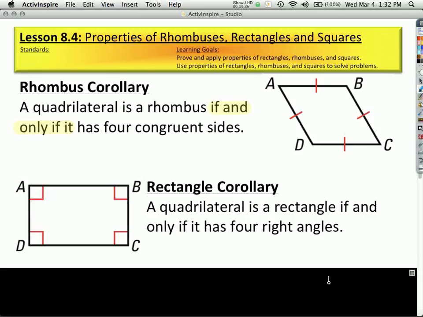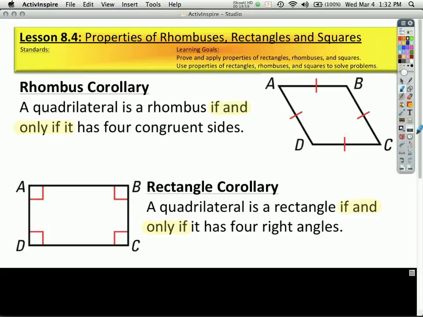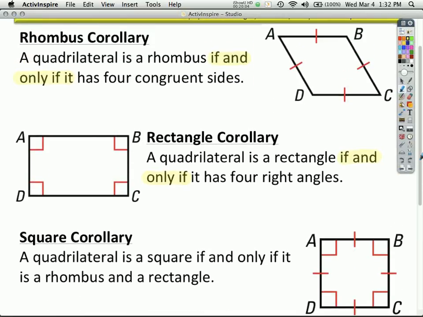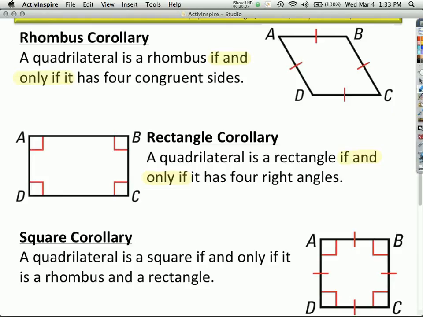A rectangle. A quadrilateral is a rectangle if and only if it has 4 right angles. Written as a biconditional, it works in reverse as well. If a quadrilateral has 4 right angles, then it's a rectangle. Here's one that is probably going to be a new perspective for you. Look at the square. A quadrilateral is a square if and only if it's a rhombus and a rectangle. I bet you never thought of a square that way before.